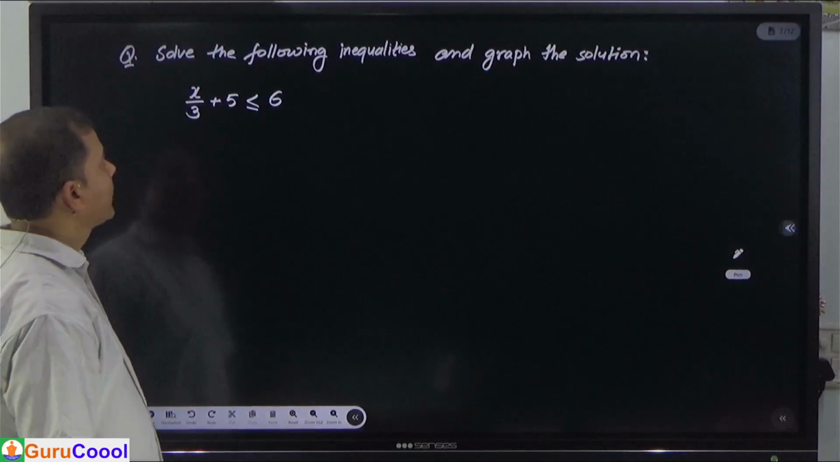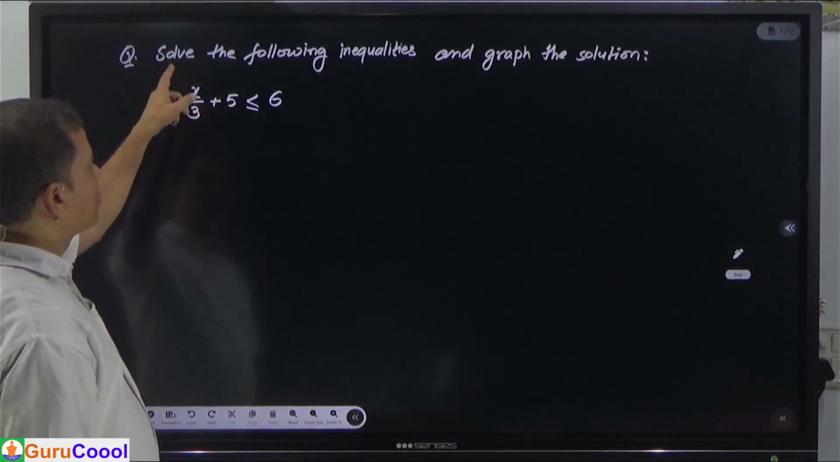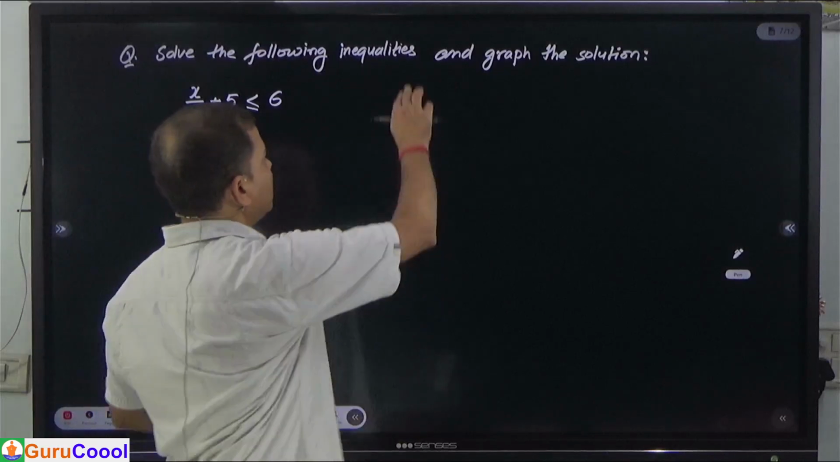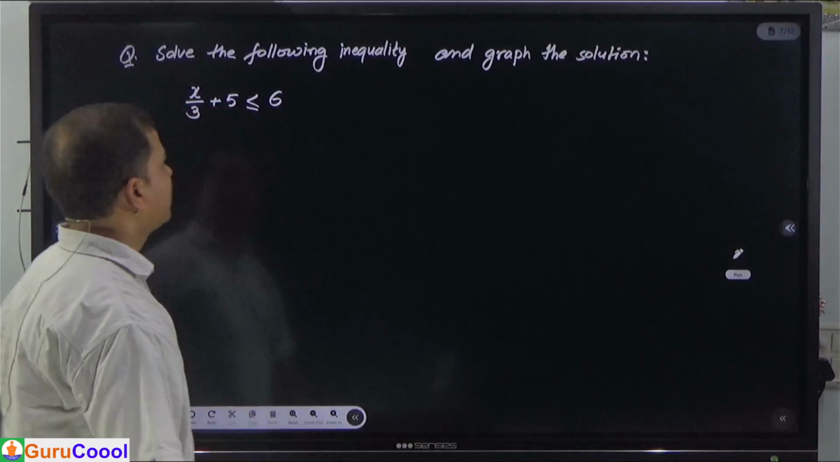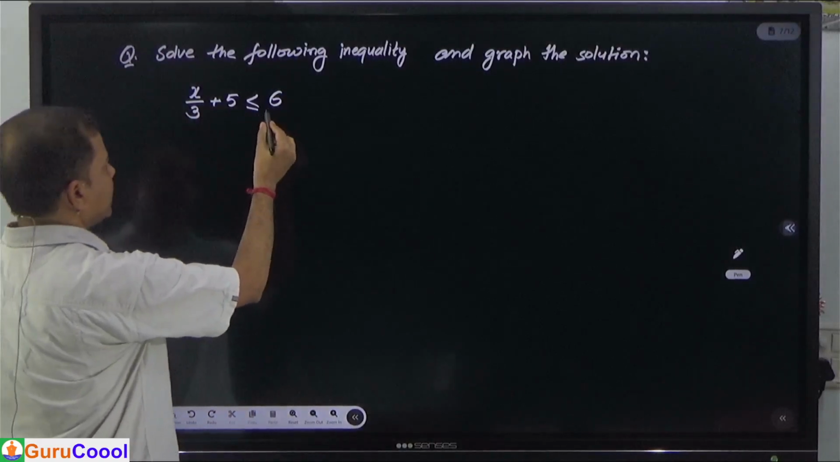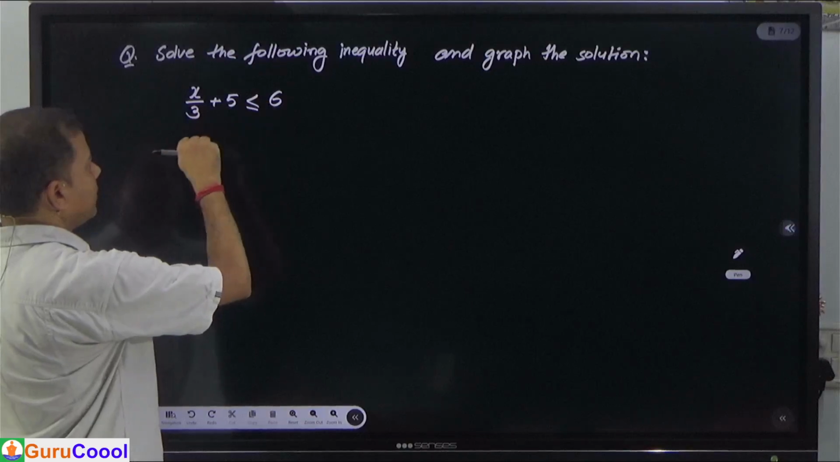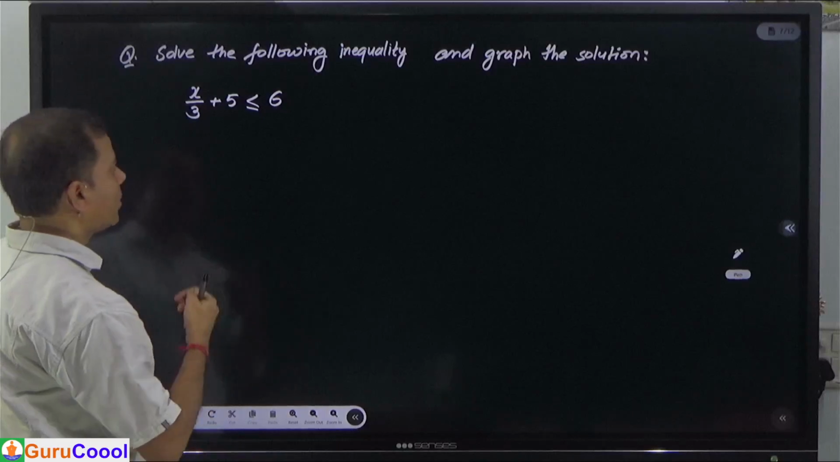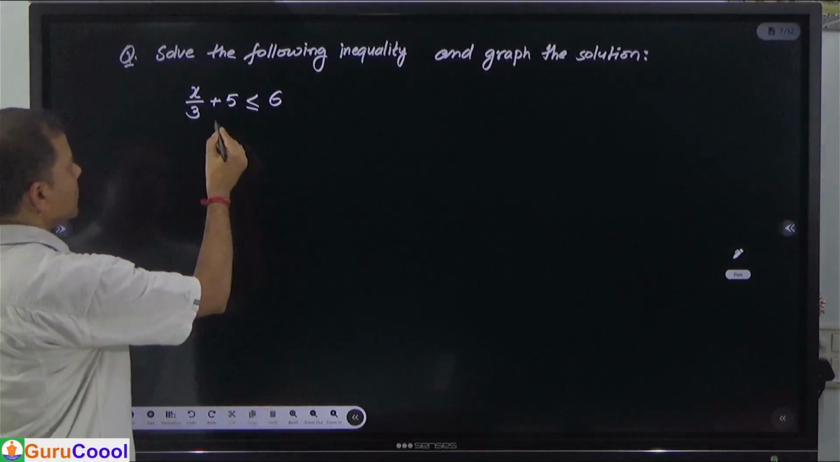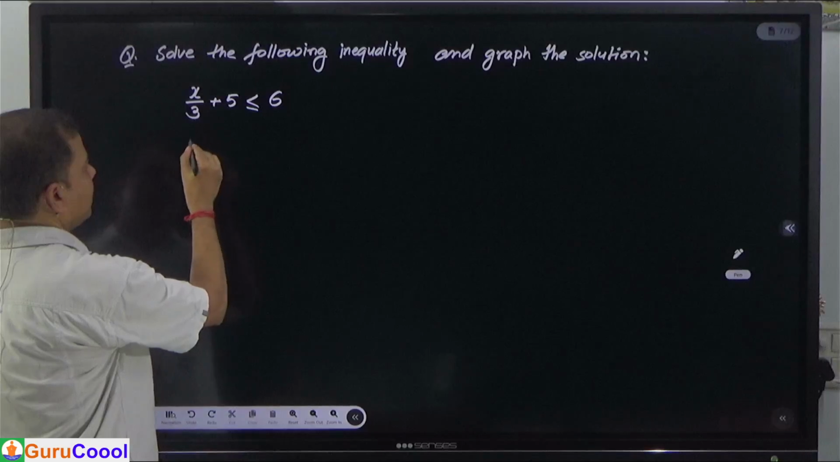Next, we have a question here. Solve the following inequality and graph the solution. Let us solve it. If we are solving it, we have to behave in the same manner as we do while solving an equation. So first subtract 5.